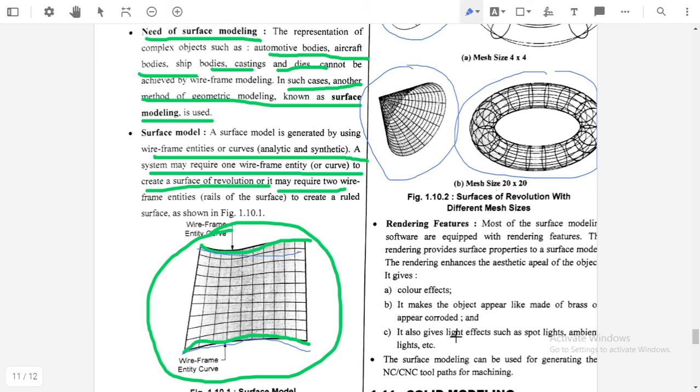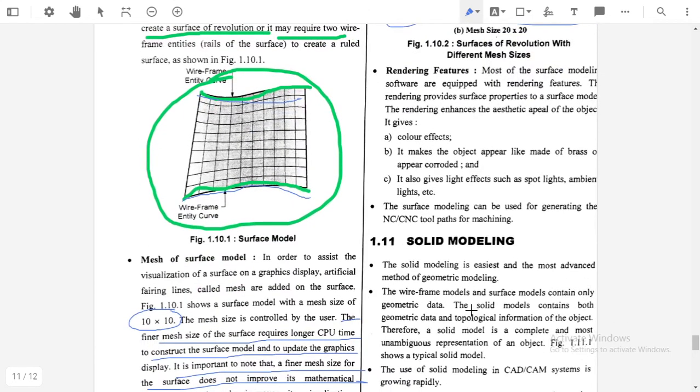It also gives light effects such as spotlight and ambient light. Means if the rendering feature is present in a software, what is the purpose of that? It provides a better color effect, or it will provide light to the object. Okay. So this is related to the surface modeling.